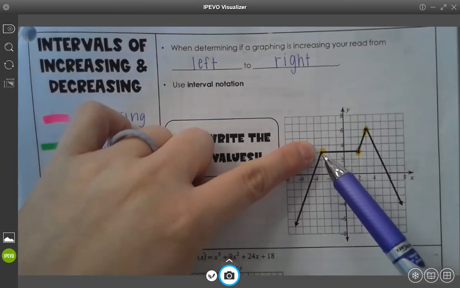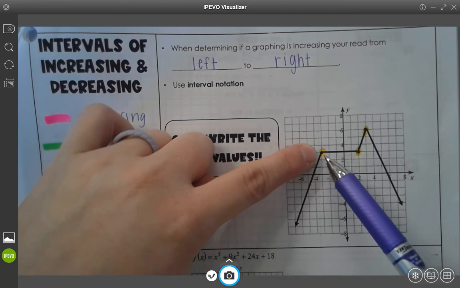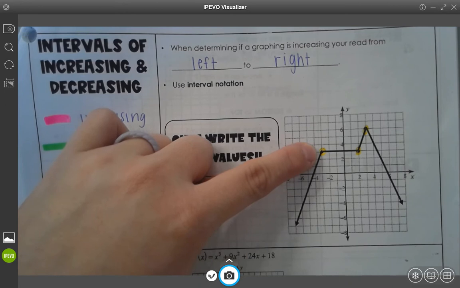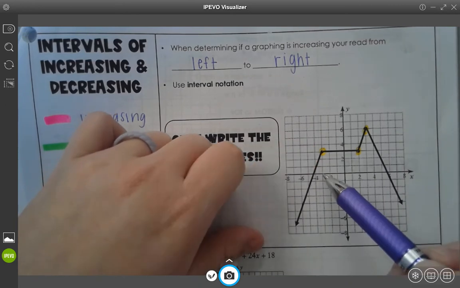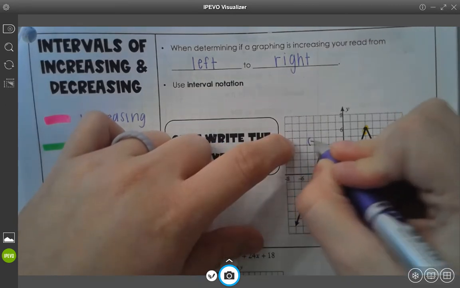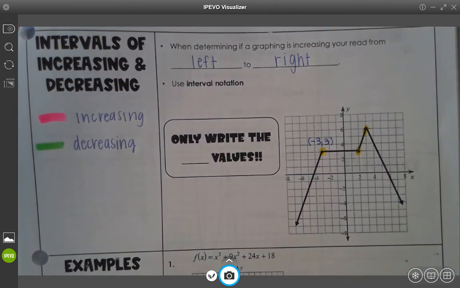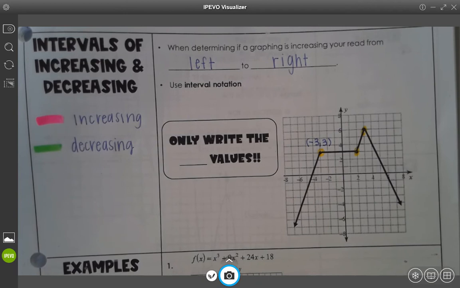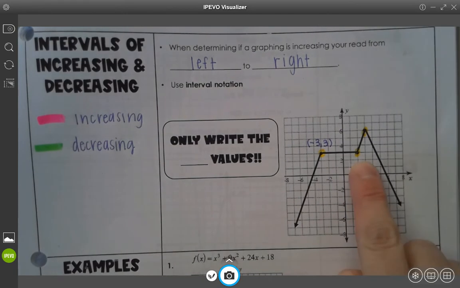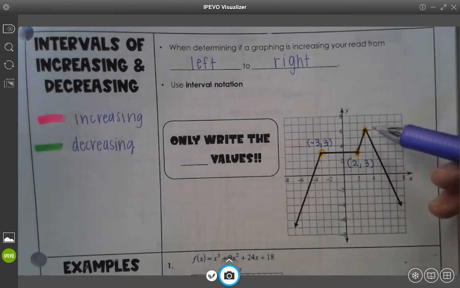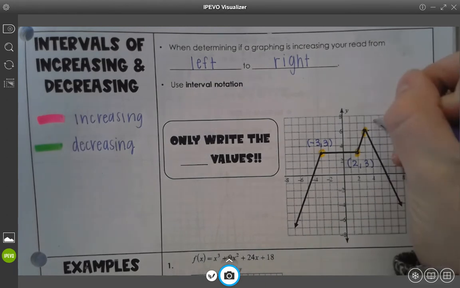So what is the coordinate for this point right here? -3, 3. And so write that on there, -3, 3, just with your pen, pencil, whatever. What is this one? 2, 3. And then the other one? 3, 6.